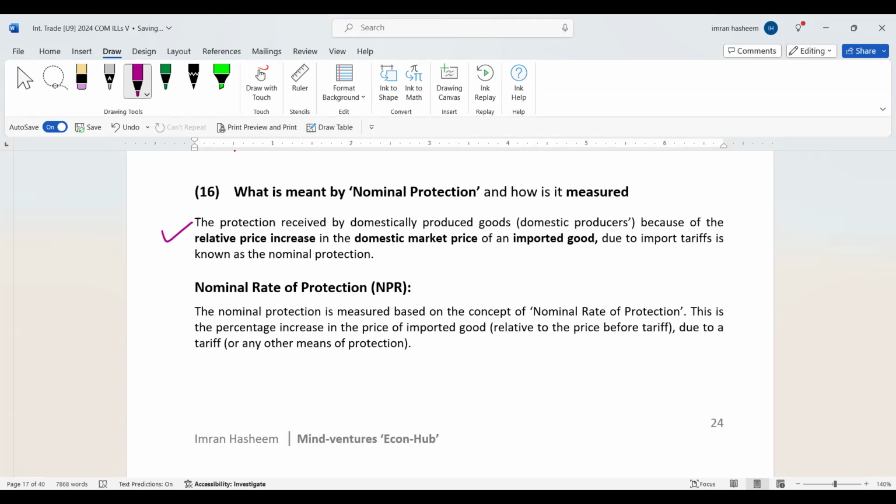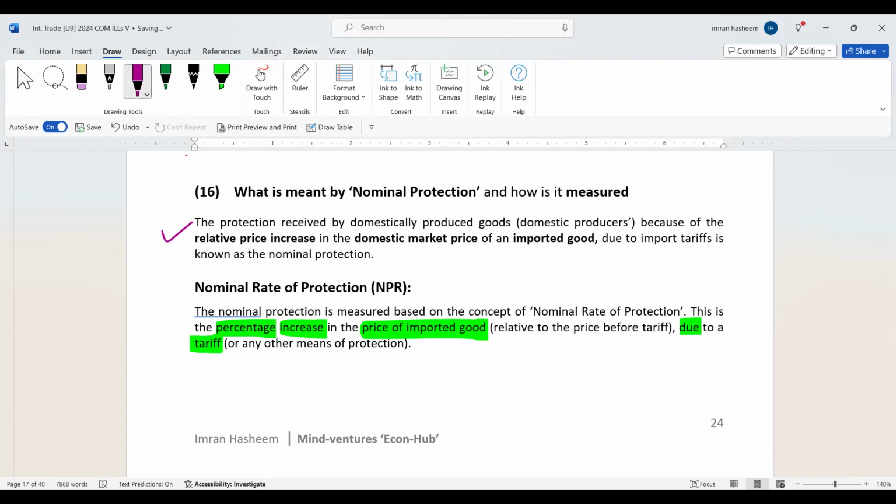Basically, it is the percentage increase in the price of the imported good, relative to the price before the tariff, due to a tariff or any other means of protection, in the price of the domestic product. This is known as the nominal rate of protection. Basically, there is no calculation to be done here.